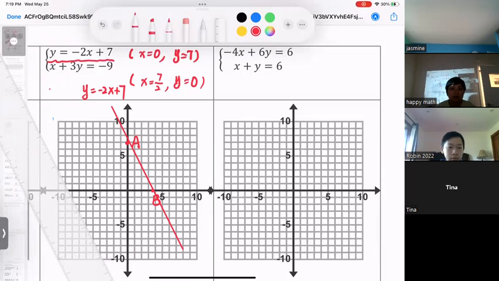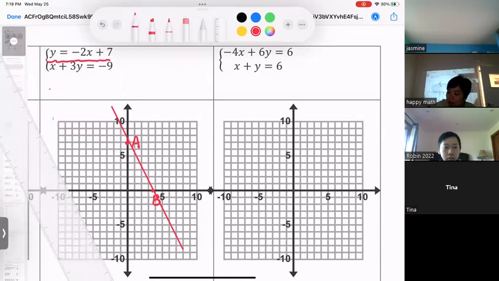So after finishing the first equation, can you help me to draw the second equation? I will use the blue line. That will be x plus 3y is -9. So what is that? Jasmine, did you print the handout? Do you have the handout right now? Yeah, I found it. That would be great.